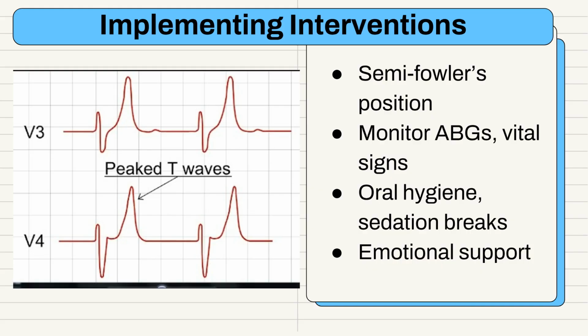For ventilated patients, elevate the head of the bed, assist with daily sedation vacations, and maintain oral hygiene to prevent infections. Monitor vital signs: cardiac rhythm for signs like peaked T waves from hyperkalemia, and fluid and electrolyte balance to avoid overload. In kids, ensure 100% oxygen delivery for severe distress.